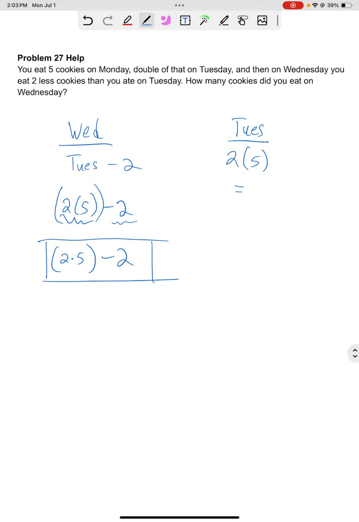All right, so now this is the expression. It's not quite the answer because we're going to actually solve it. But this is the simplest way to put it, where we are using the parentheses to ensure that what happens on Tuesday is done first mathematically before you do what happens on Wednesday. So what is the answer then? Well, it's just 2 times 5, which is 10. Then subtract the 2, which is 8. And so 8 cookies. This is the final answer for the number of cookies you eat on Wednesday.